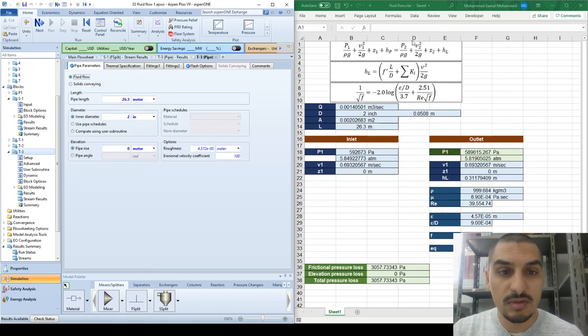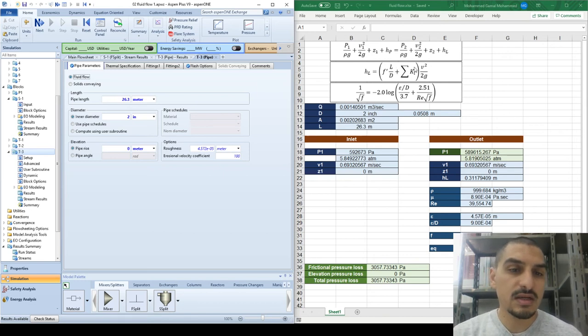This is the outlet pressure, this is the outlet velocity, and this is the outlet elevation. And these are the losses. The losses are calculated from two sources. There is the frictional loss, which is calculated from the friction factor multiplied by L over D multiplied by V squared over 2g. This is what we call the major losses.